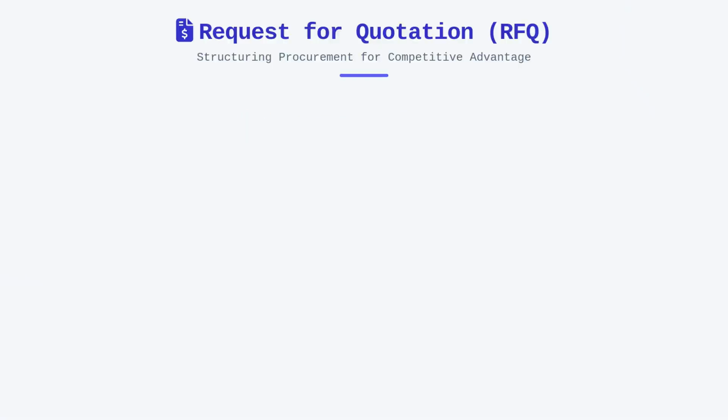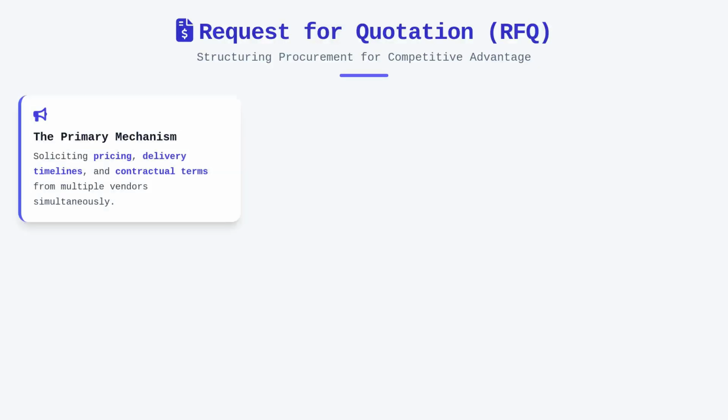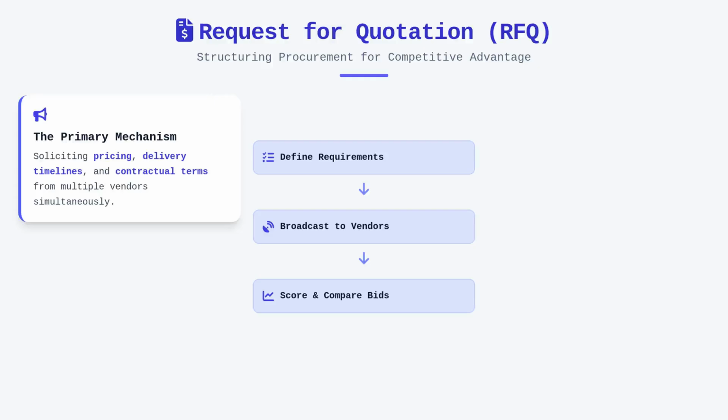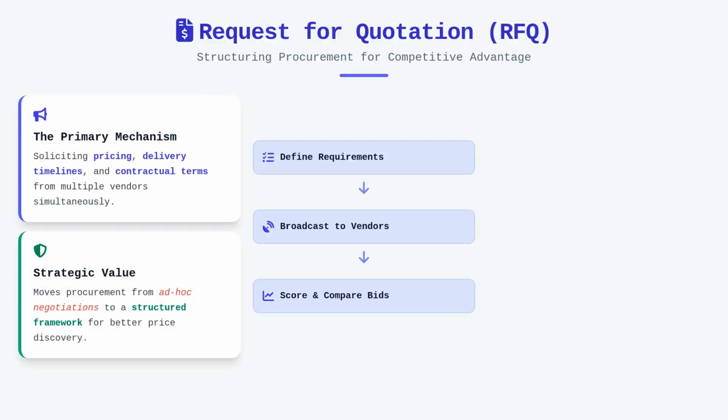The Request for Quotation, or RFQ, serves as the primary mechanism for soliciting pricing, delivery timelines, and contractual terms from multiple potential vendors simultaneously. At its core, the system allows a procurement professional to define a specific set of requirements and broadcast these to a selected group of vendors. By doing so, you move procurement away from ad hoc negotiations and into a structured, competitive framework that ensures better price discovery and risk mitigation.